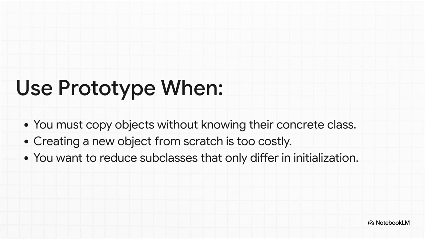First, when your code needs to be totally independent of the classes it's working with. Second, it's a lifesaver when creating a new object from scratch is just too slow or resource-intensive. And finally, it's a great way to avoid creating a whole bunch of subclasses that are almost the same. You just configure one object perfectly and then clone it whenever you need it.